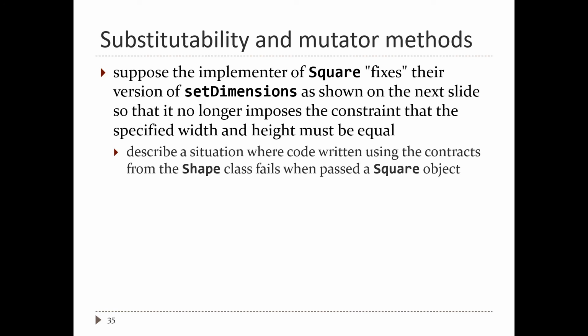We've already seen an example of an overridden mutator method that fails to satisfy the contracts that it inherited from the superclass. So that would be the square class, where the set dimensions method throws an exception if the width is not equal to the height.